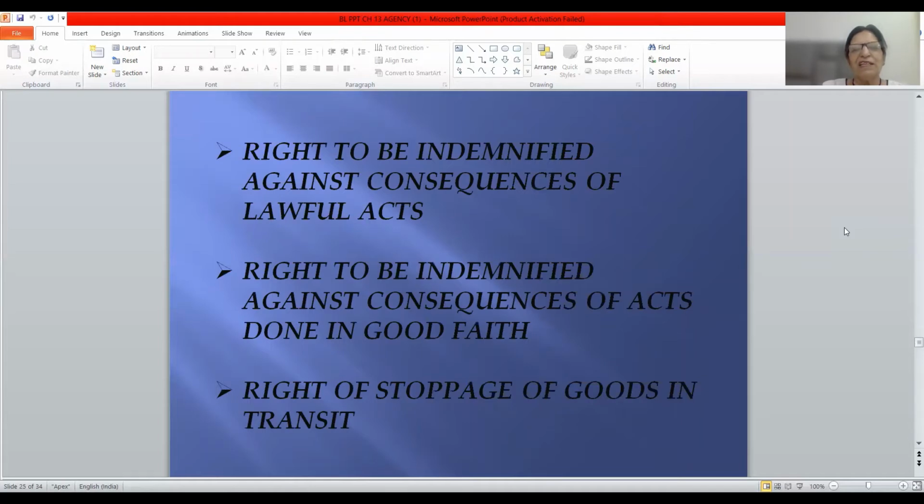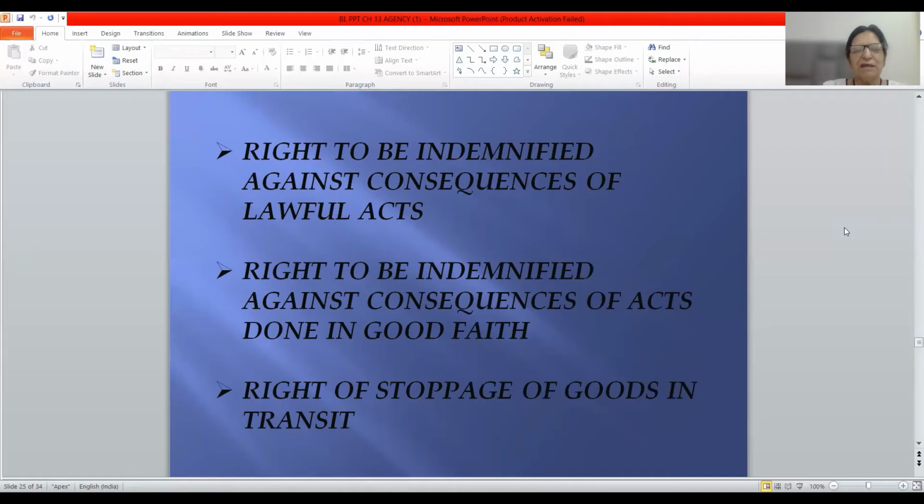He undertakes some lawful acts, and he suffers a certain amount of losses. He has to bear consequences. Then he has the right to be indemnified for that from his principal. Right to be indemnified against consequences of acts done in good faith.